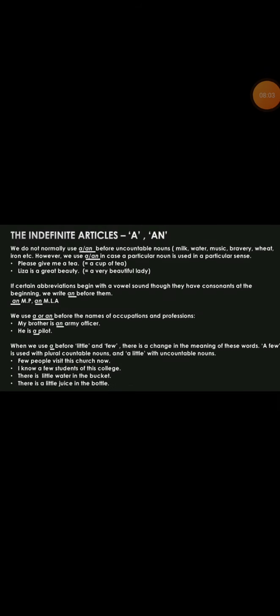Yes, let's read further about a and an, these indefinite articles. We do not normally use a and an before uncountable nouns. For example, milk, water, music, bravery, wheat, iron, etc. However, we use a and an in case a particular noun is used in a particular sense. Please give me a tea. That means we are talking about a particular cup of tea, right? So we will use a with that.